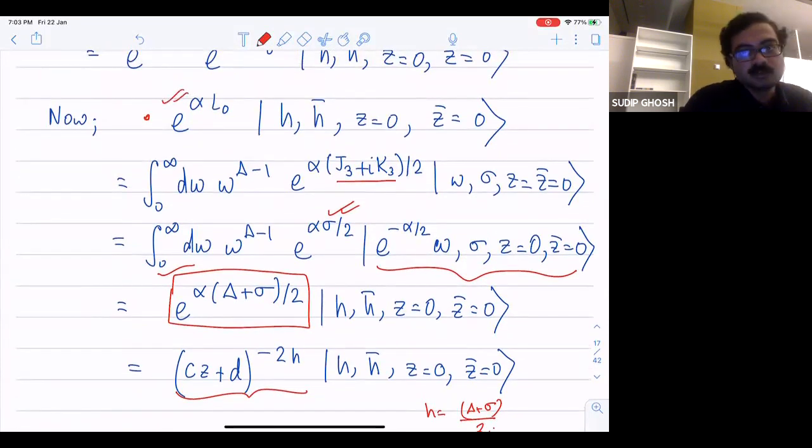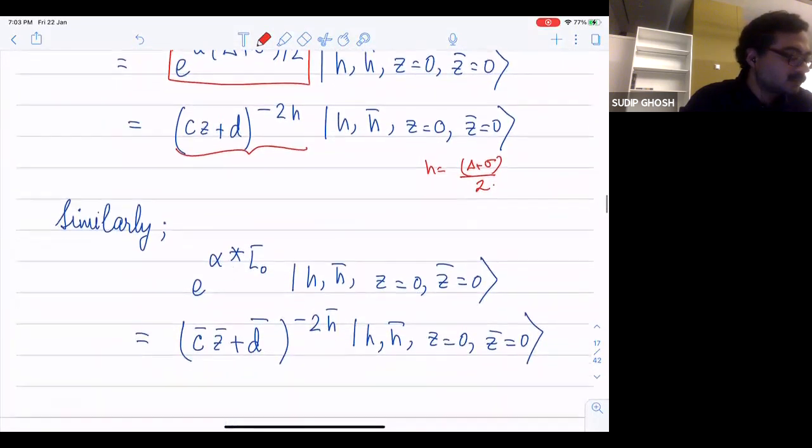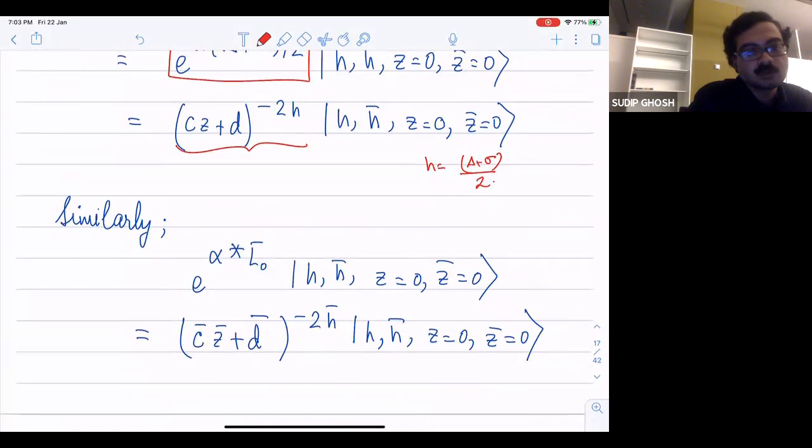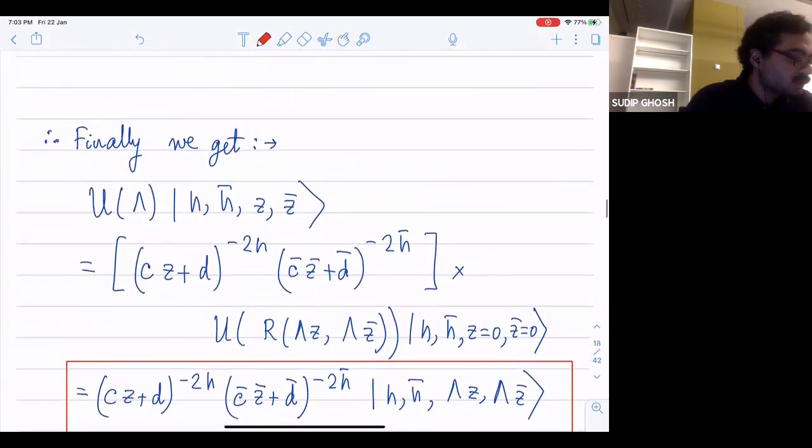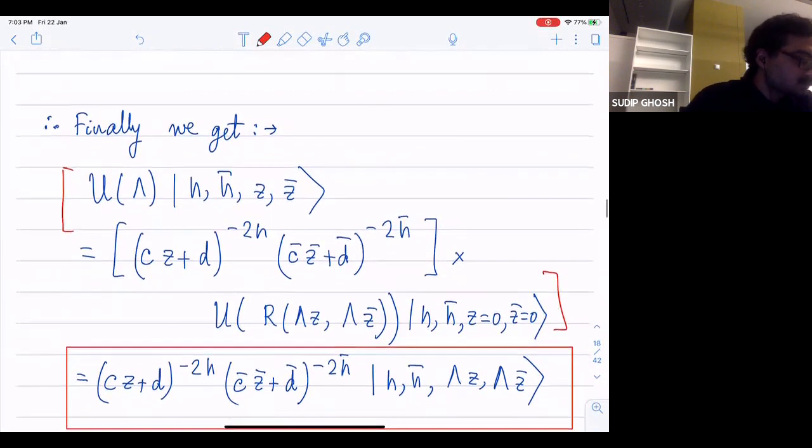But then you can follow exactly the same steps and find the action of e to the power alpha star L naught bar, which is just the complex conjugate. It is not a surprise that you get an answer which looks like this, right? Then you combine these two results, and you finally get this guy. So finally, we see that the action of the Lorentz transformations on this Mellin transformed single particle states is the following.